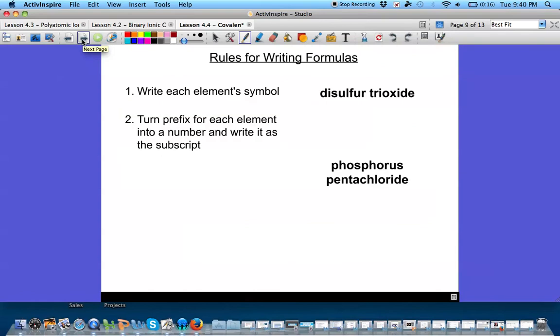And then the rules for writing formulas of covalent compounds. The first thing that you're going to do is write each element symbol, and then turn the prefix for each element into the number and write it as a subscript. So disulfur trioxide, S for sulfur, 2 for my prefix di, trioxide, so we have oxygen, and we have 3 of them for the prefix tri. Then we have phosphorus pentachloride. So phosphorus is a P, chloride is Cl, penta is 5.